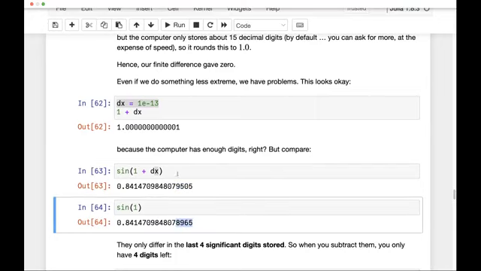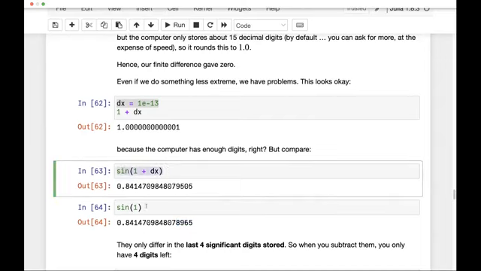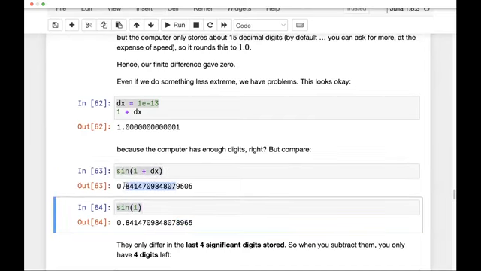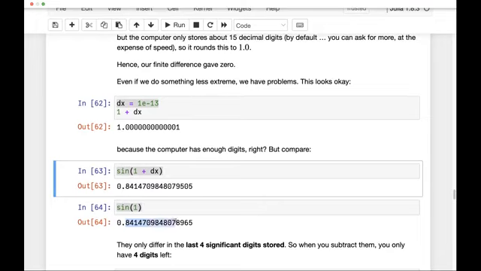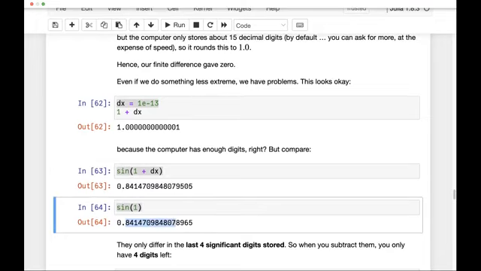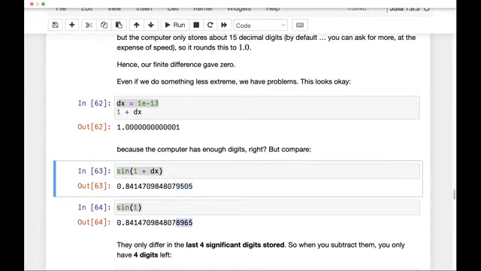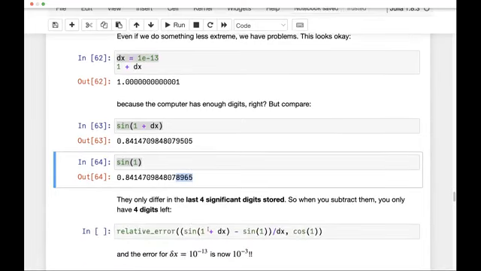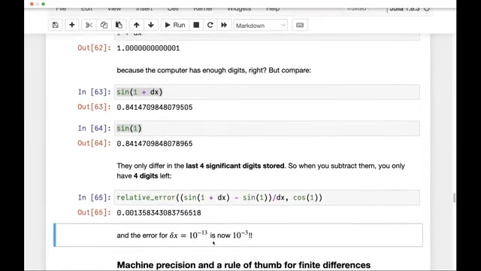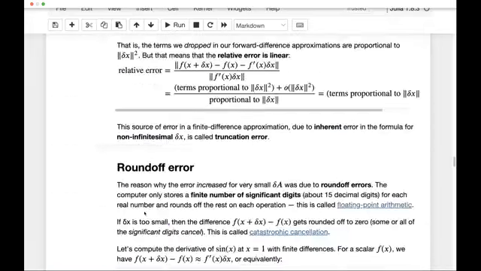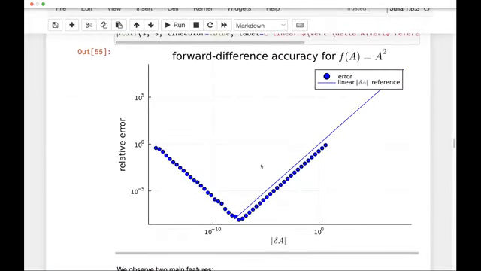So when you subtract them in our finite difference approximation, I take this minus this, and almost all these significant digits cancel. You have 16 digits here, 15 digits, but 11 of them cancel, and you're left with only 4 digits of accuracy. And so if you compute the relative error, you get 10 to the minus 3 from those 4 digits of accuracy. This is the general problem with finite differences: they're not completely bulletproof.